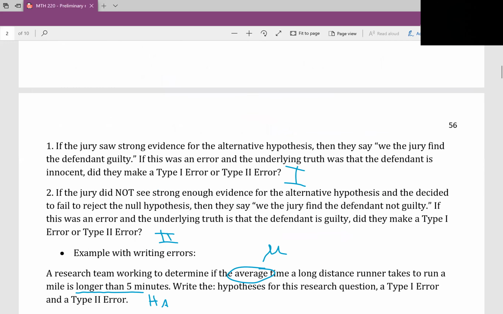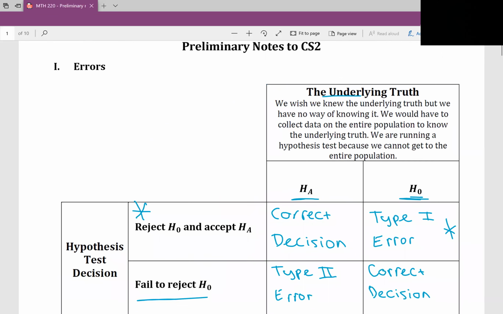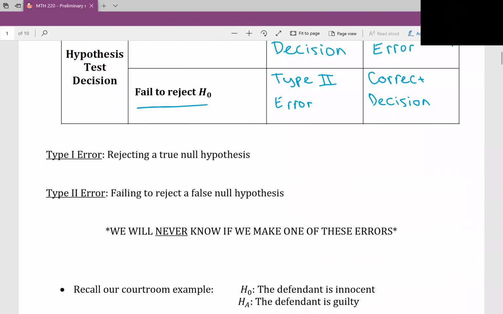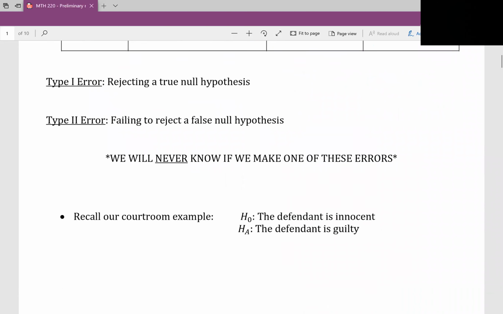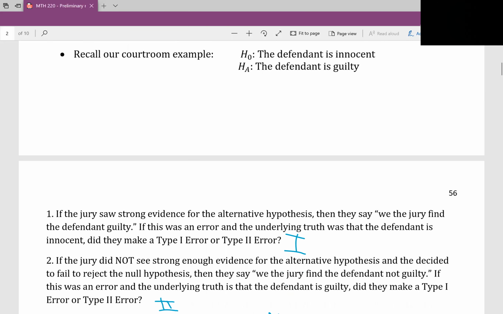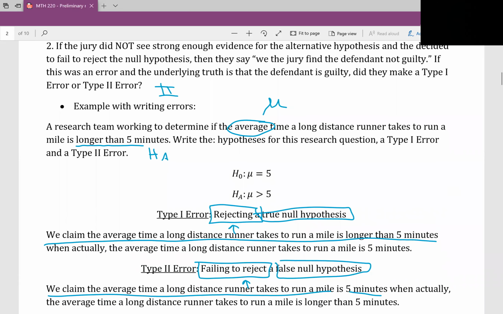All right, so let's just go back to the top and review real quick. We have this idea of errors. We have two decisions we can make with our hypothesis test, and we have two possibilities for the truth, H0 and HA. So it's going to be helpful to know this chart and these definitions. Again, we'll never know if we make one of these errors. And then here, starting with that first bullet, are just some examples to help you get started with feeling out how errors work.